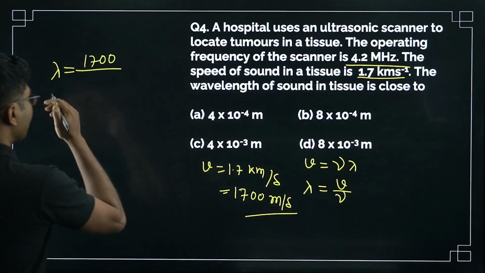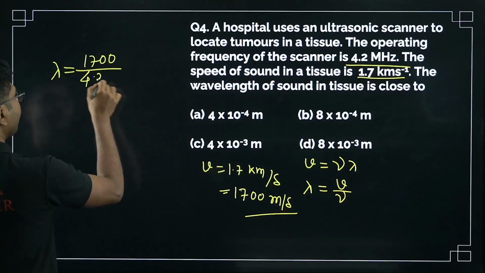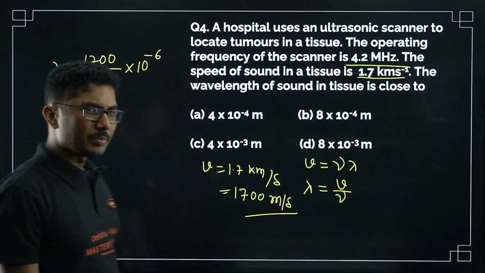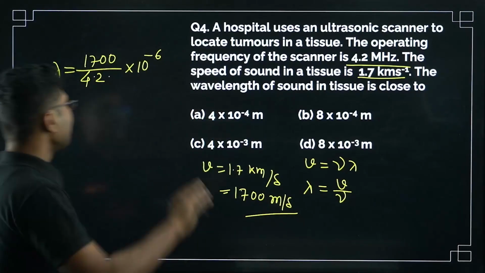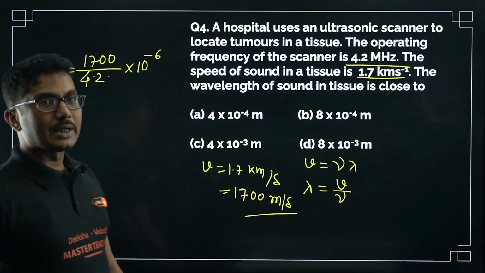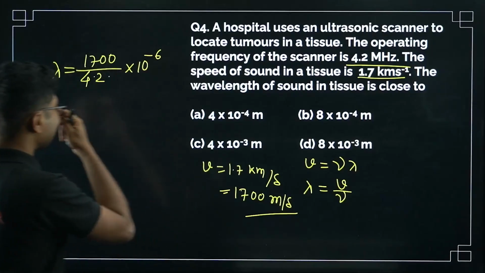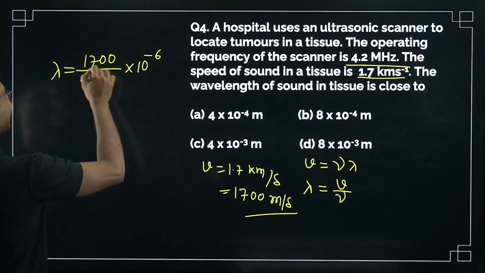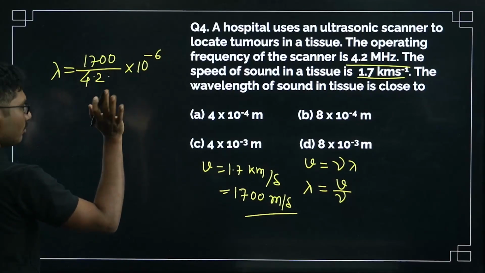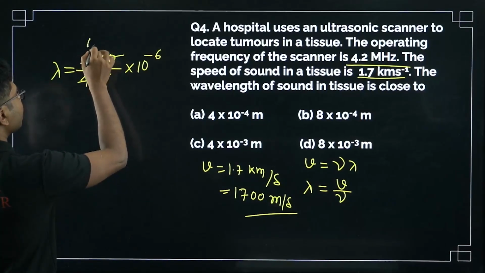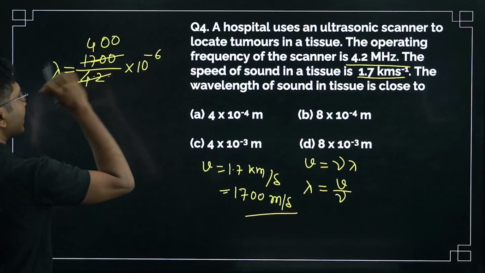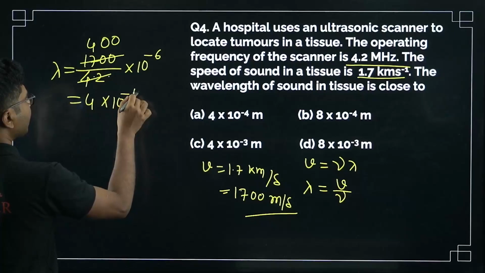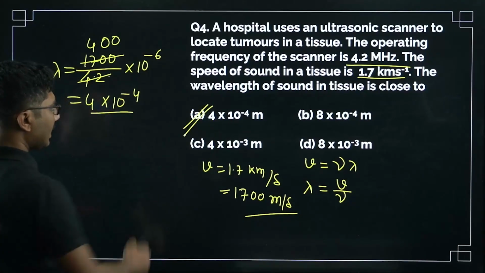Now 4.2, if you put it over here, megahertz means 10 to the power of minus 6. Why minus 6? Mega means 10 to the power of 6 in the denominator, but we have shifted it to the numerator and it becomes 10 to the power of minus 6, right? Now let's cancel this. We can assume this number to be 16 and this number to be 4, almost. So 4 4s are 16, so 400 into 10 to the power of minus 6, or it will become 4 into 10 to the power of minus 4. Approximately this is the correct answer.